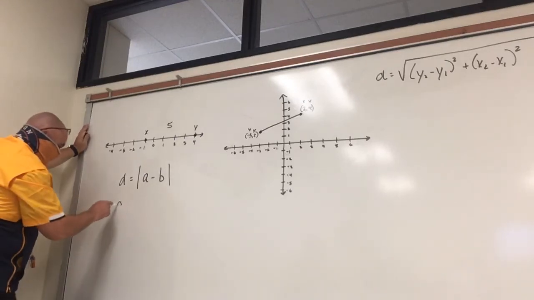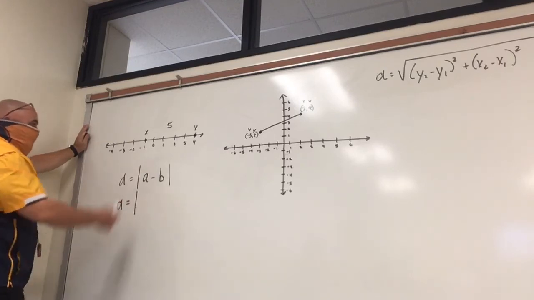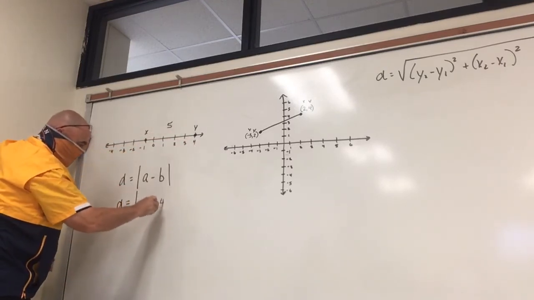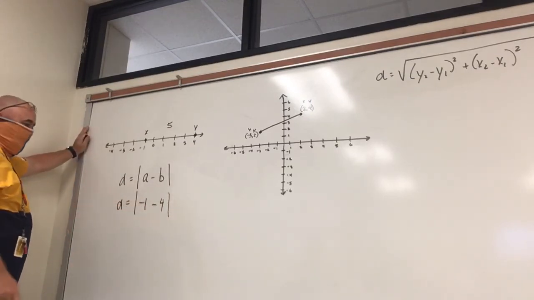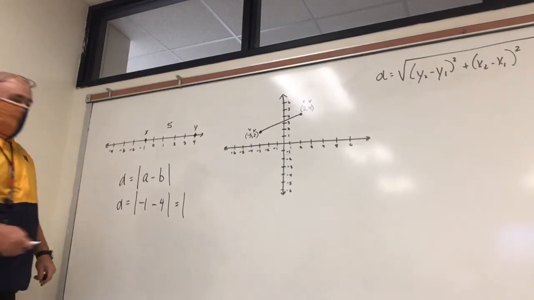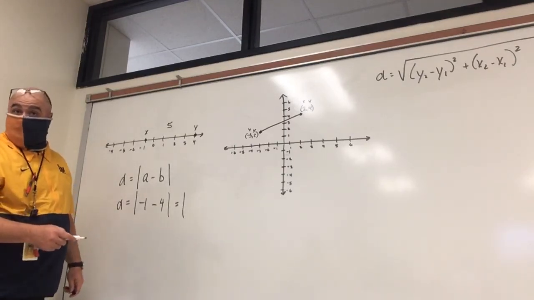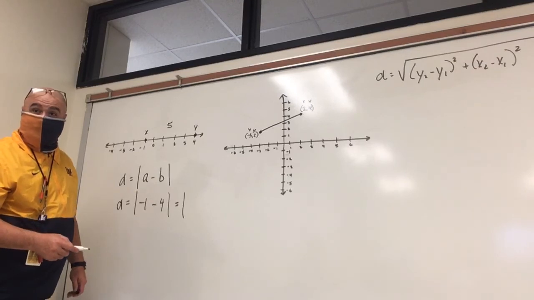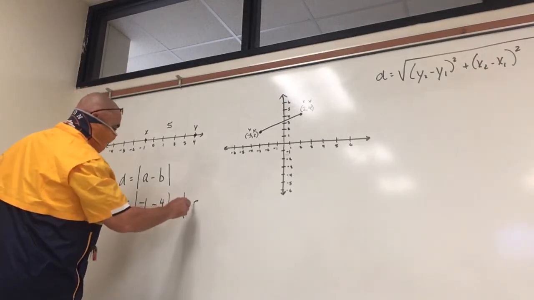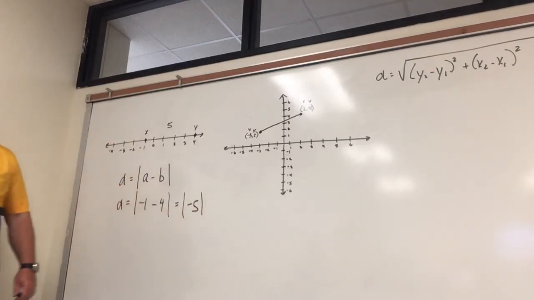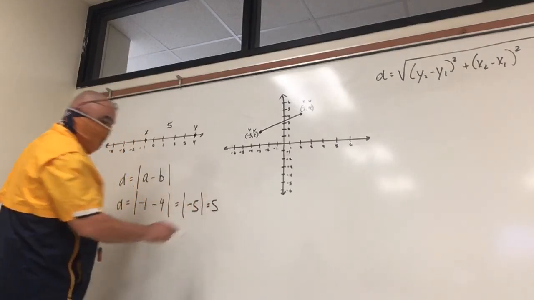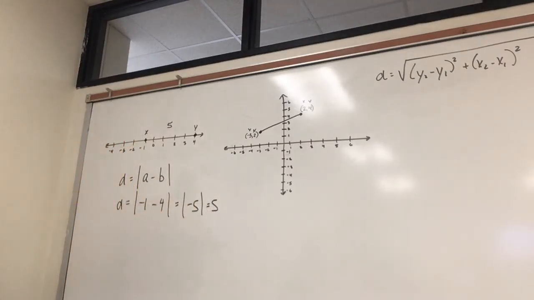Okay. So D equals absolute value. A is -1 minus B is 4. Okay? Then I'm going to do my math, and I get absolute value. What's -1 minus 4? How about -5? Okay? What's the absolute value of -5? It's +5.